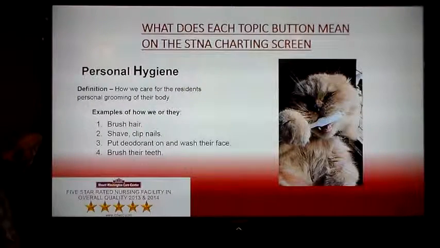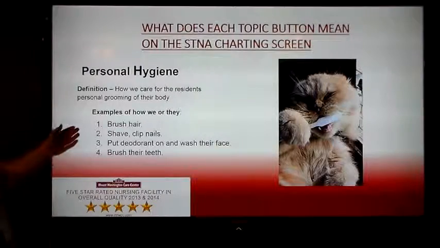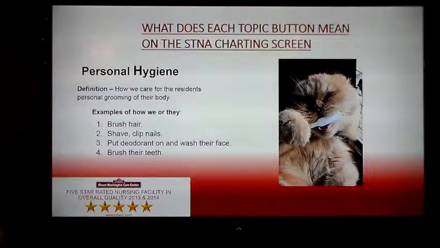Personal hygiene. How we care for the resident's personal grooming of their body. Examples: how we or they brush their hair, shave or clip their nails, put deodorant on, wash their face, and brush their teeth.